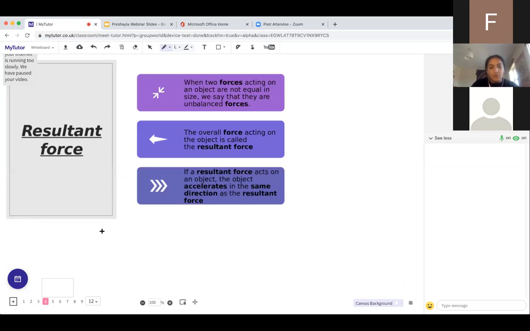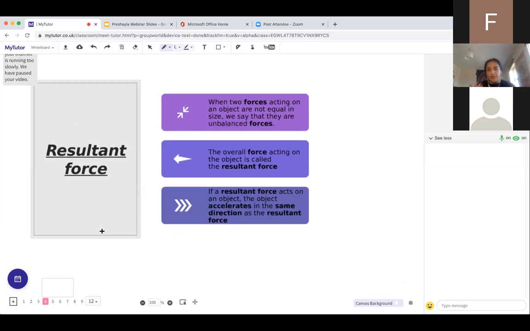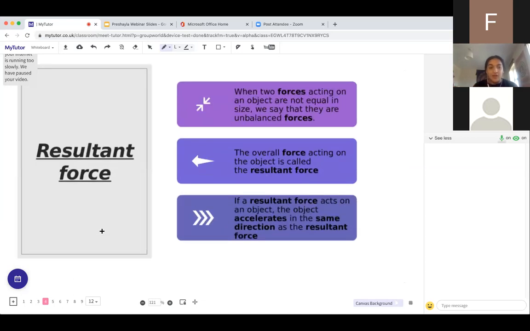Okay, so resultant force. You might have heard of this word, but a lot of the students I tutor actually have no idea what resultant force means. They know that it's obviously a force and that it's very important in Newton's second law of motion, which we're going to go on to. But actually, what does it mean?